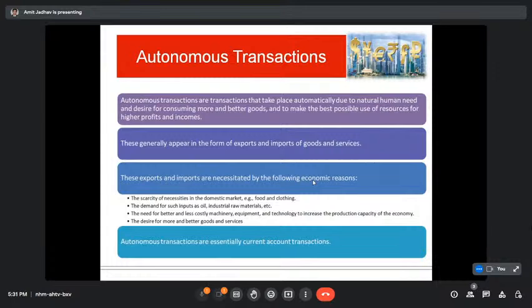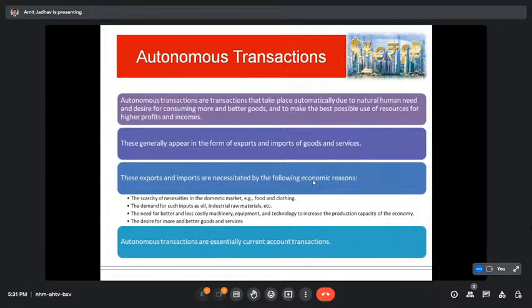First, the scarcity of necessities in the domestic market. If there is a scarcity, or demand is quite a bit greater than supply, or supply is not increasing, it may be scarcity in terms of food, some clothes, or some other commodity also. So export and import are necessary because of scarcity in the domestic market.